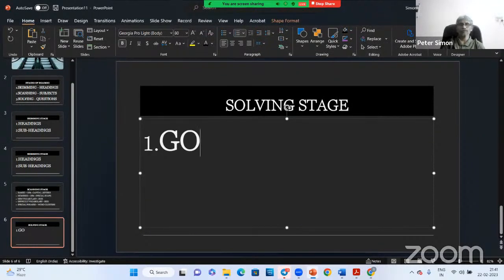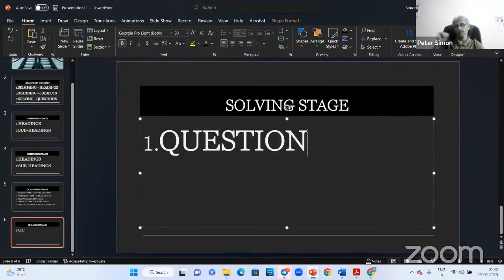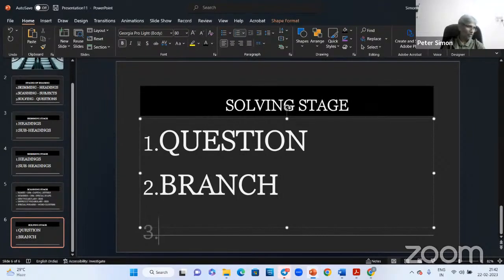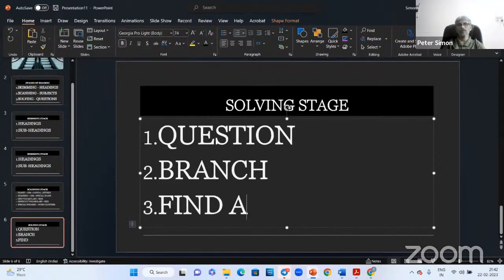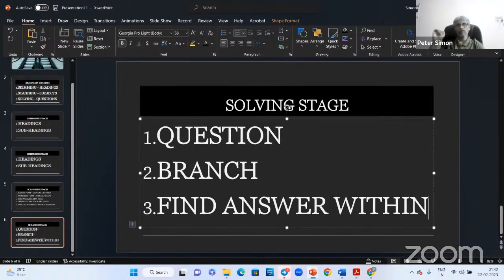So go to the question. Then go to the branch. Then find the answer within. So total 10 points. Skimming 2 stages, scanning 5, and solving 3. Go to the question, then go to the sentence, that branch, and find the answer in that particular sentence. This is how you are going to find the answers very, very easily.